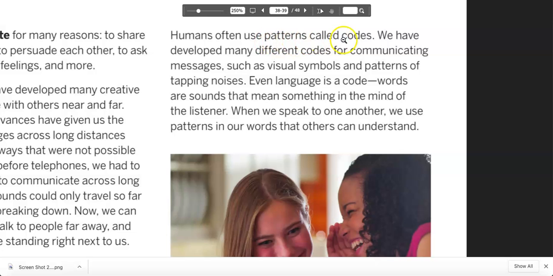Humans often use patterns called codes. This is very important. We have developed many different codes for communicating messages, such as visual symbols and patterns of tapping noises. Even language is a code. Words are sounds that mean something in the mind of the listener. When we speak to one another, we use patterns in our words that others can understand.